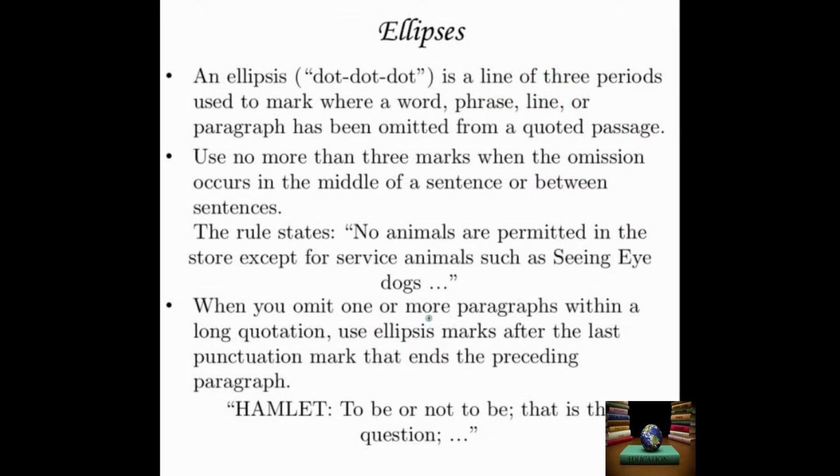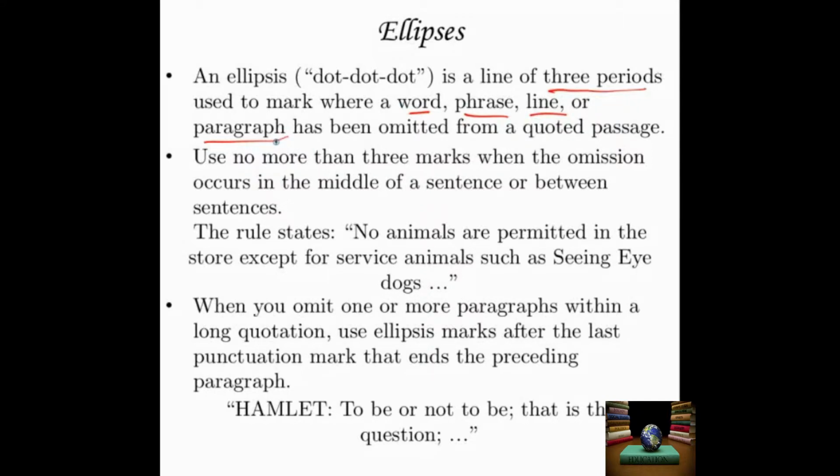All right, ellipses. For those of you who do not know what an ellipsis is, the singular is ellipsis, the plural is ellipses. An ellipsis, also called a dot dot dot at least among American English speakers, is a line of 3 periods, sometimes 4, used to mark where a word, phrase, line, or paragraph has been omitted from a quoted passage. Basically, it means there's something missing here.